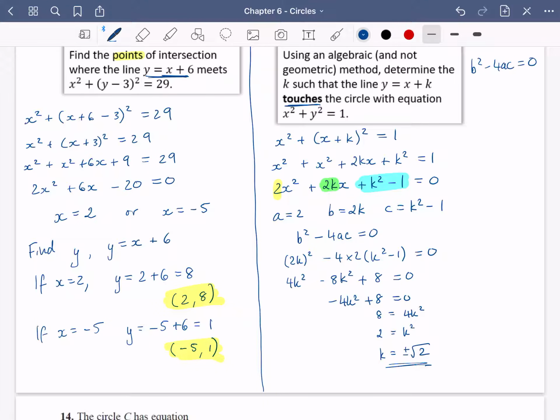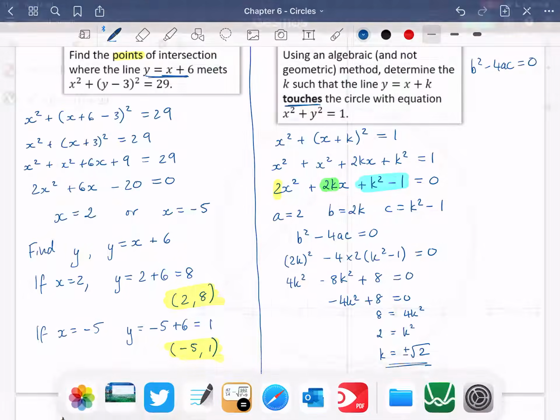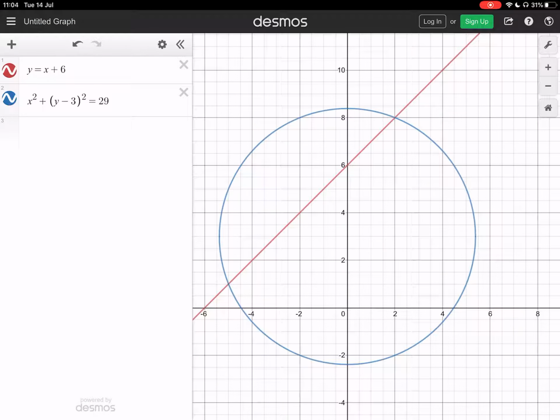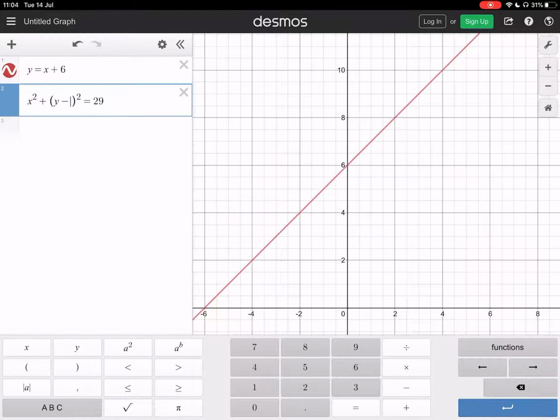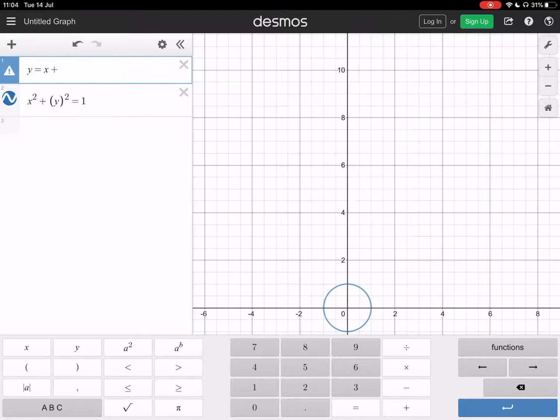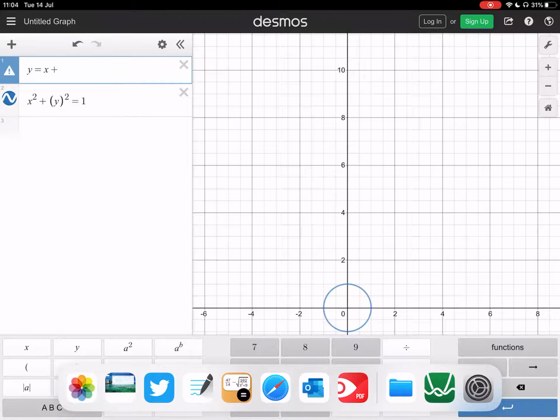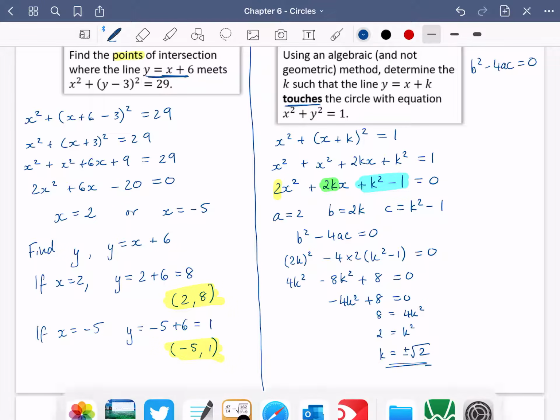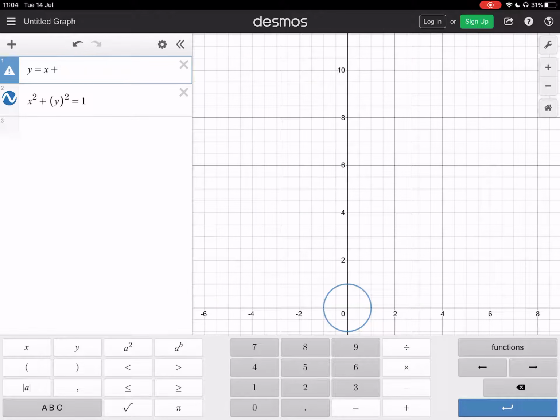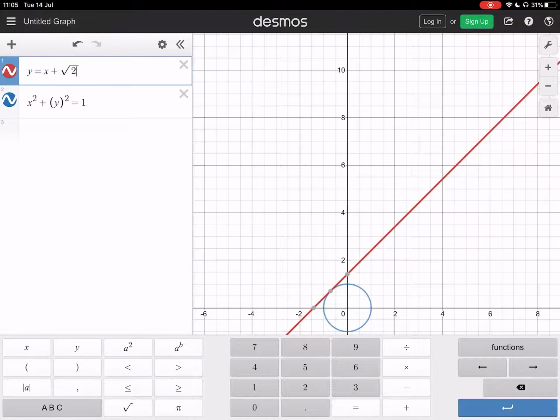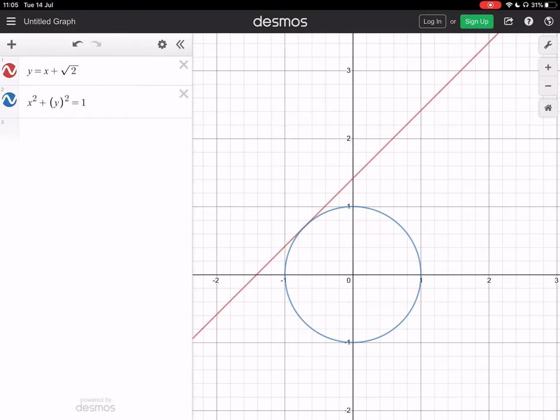But in this case, there are two values of k, and I'm going to show you that by going to Desmos, because I really like to use Desmos for these kinds of questions. Okay, so first of all, the equation of the circle is just x squared plus y squared equals 1. And I think it was y equals x plus k, right? Let's just double check that. y equals x plus k. Great. So one of the things we said that k could be would be the square root of 2. So here it is. We have it just touching the circle just here.